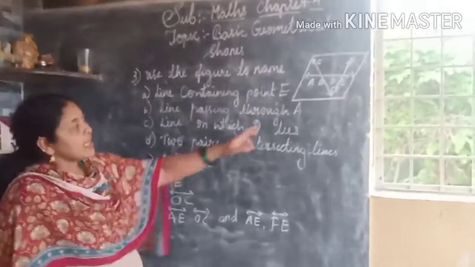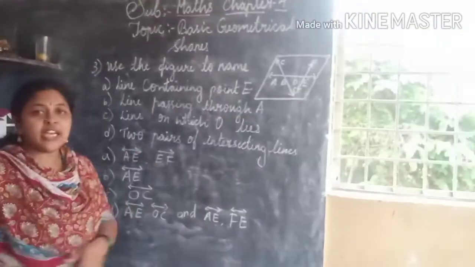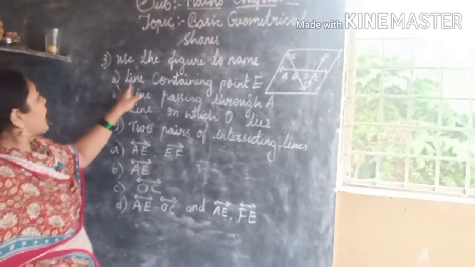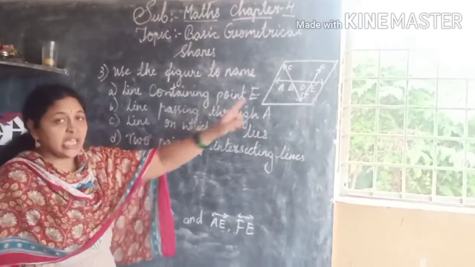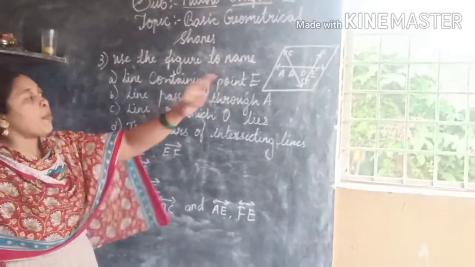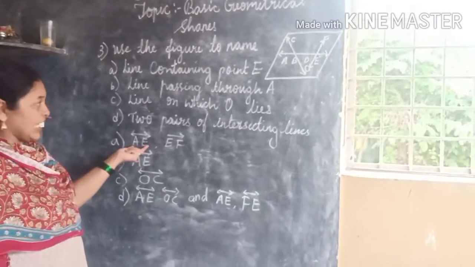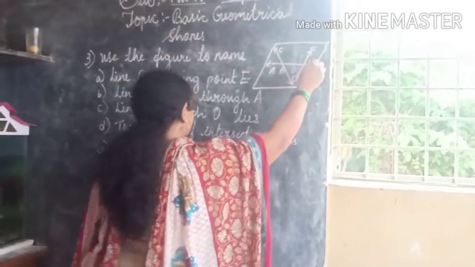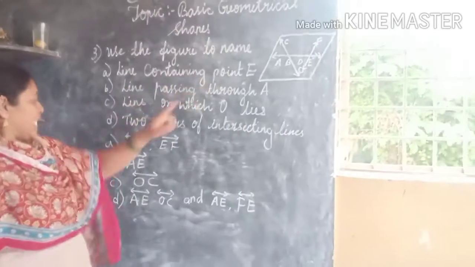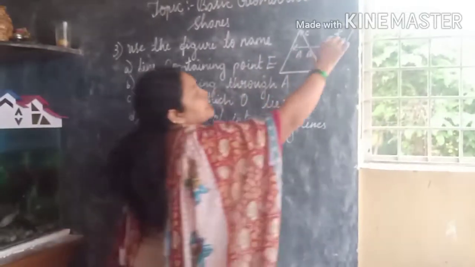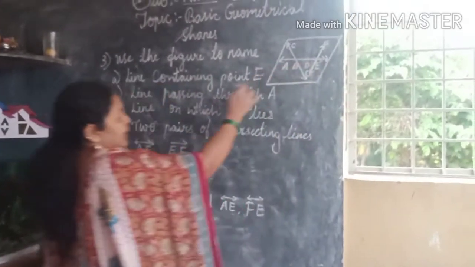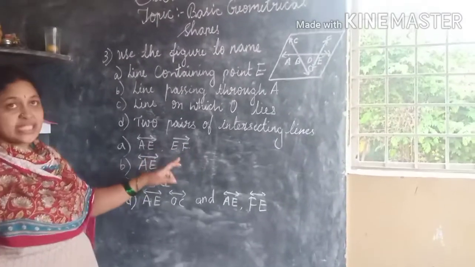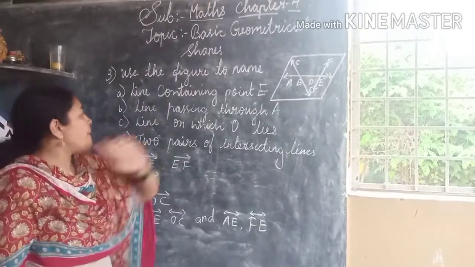Look at the third sum. Here is the figure. If you look into your PDF, your figure will show you very clearly. So the question is lines containing point E. Which are the lines that contain point E? Here we have AE, that is this AE. This line contains point E and also EF. Isn't it? This line also contains E. So we have 2 lines, that is AE and EF. These 2 lines contain E as a point.